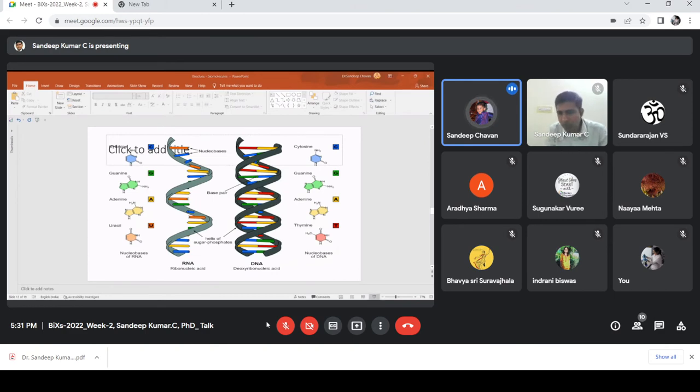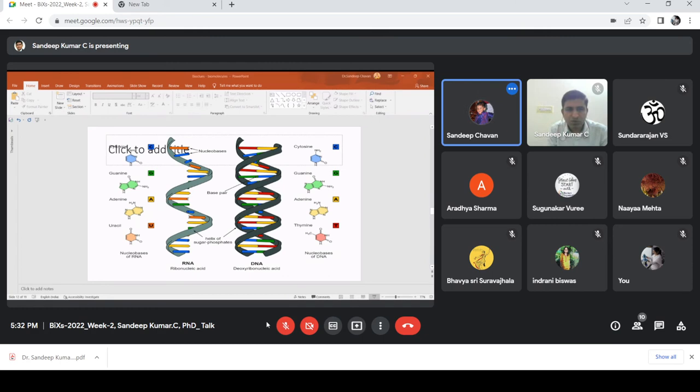The next set of biomolecules are nucleic acids. In the nucleic acids, two major biomolecules are the RNA and DNA molecules. Between RNA and DNA there is one difference: in RNA we have uracil, and in its place in DNA we have thymine.